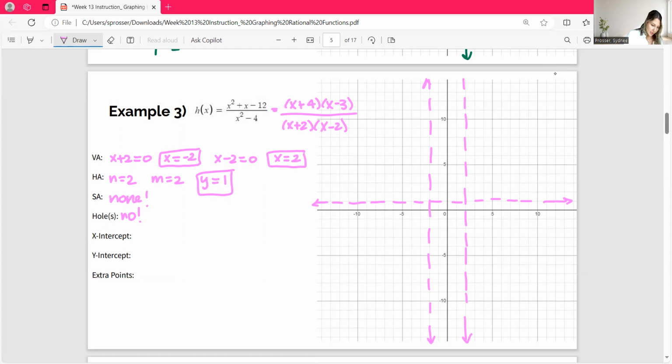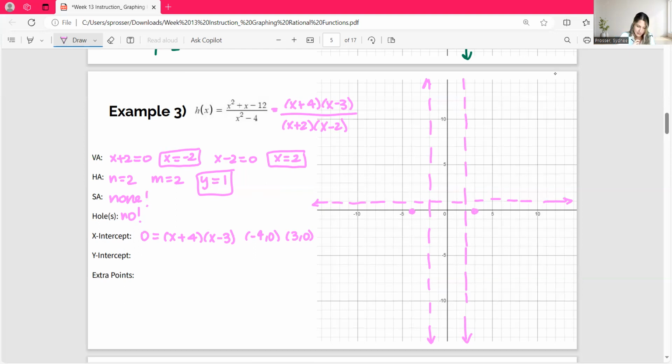X-intercept, we are going to set our function equal to 0. Denominator will cancel out. So I just am solving this. When I solve that, I've got an x-intercept at -4 and +3. So I could plot those points. That's helpful. -4 and +3.